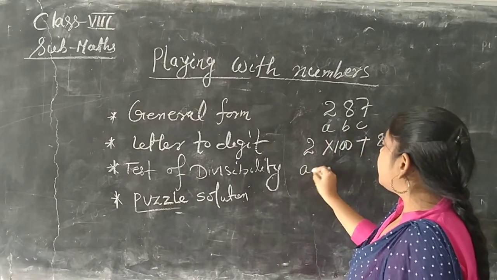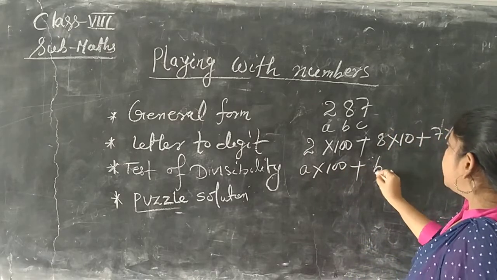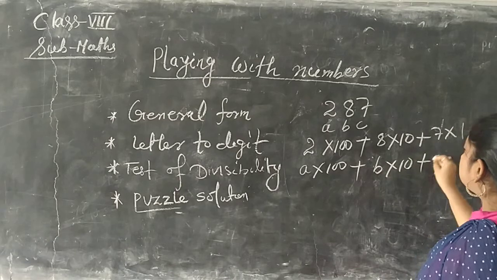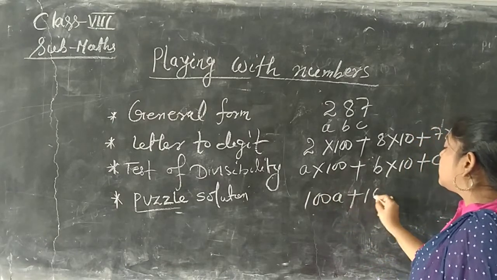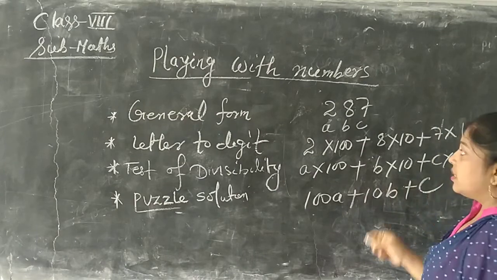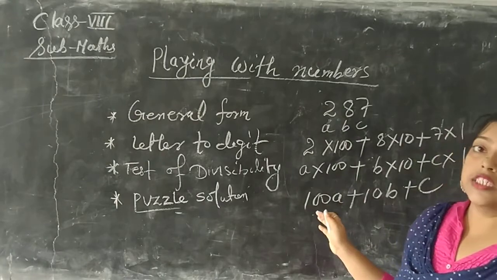So 100 A plus B into 10 plus C into 1, that is 100A plus 10B plus C. That is called the 3-digit generalized form.